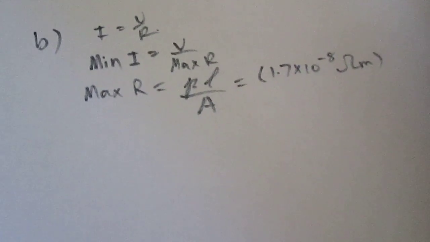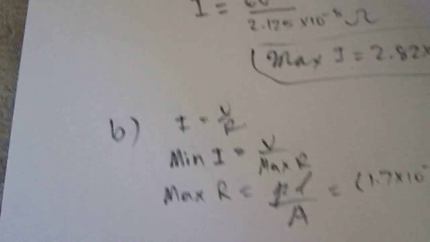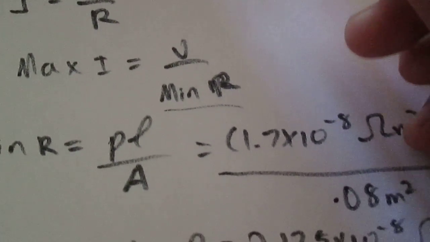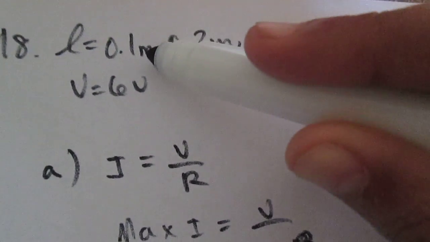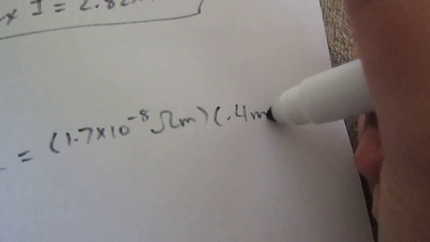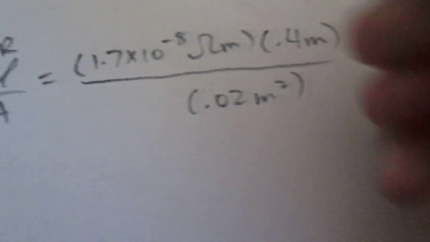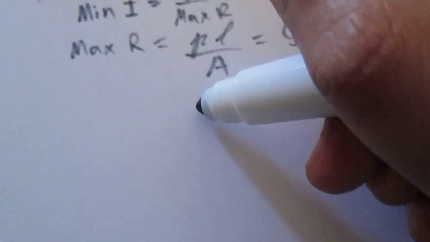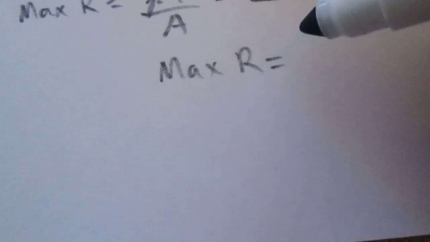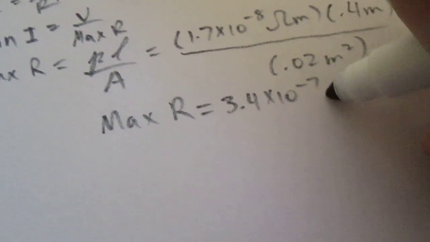For us to have the maximum resistance, we need the highest length possible divided by the lowest area possible. So the highest length possible is going to be 0.4 meters, and the lowest area possible is going to be 0.1 meters times 0.2 meters, which is 0.02 meters squared. So we plug in the highest length possible, 0.4 meters, divided by the lowest area possible, 0.02 meters squared. When we enter this into our calculator, our maximum resistance comes out as 3.4 times 10 to the negative 7th ohms.